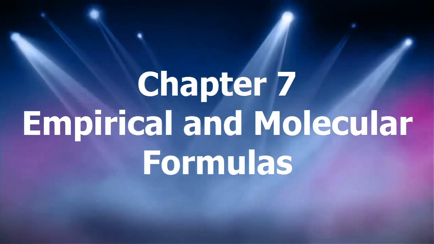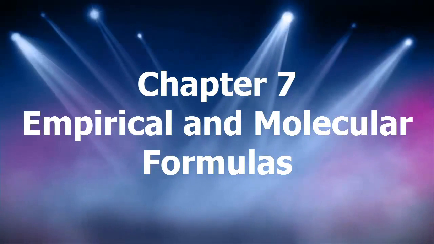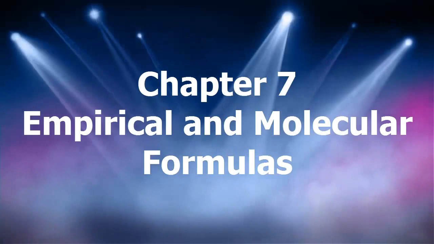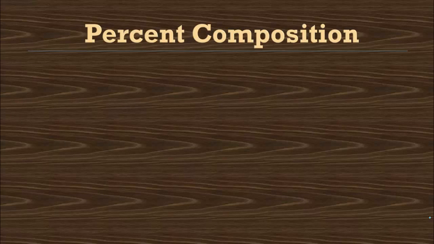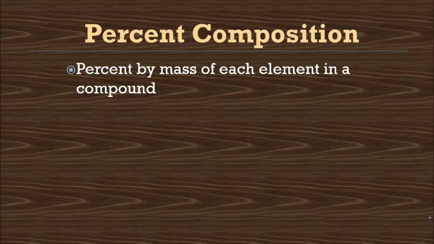So let's get out your calculator, your pink sheet, and let's finish up Chapter 7. Our new topic is percent composition. We're going to take a formula and find out what percent of that formula each element contains. By definition, it is the percent by mass of each element in a compound.